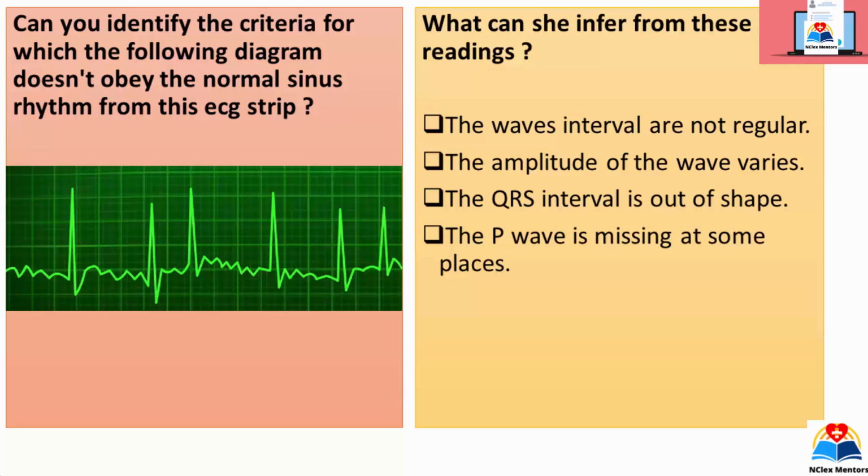Let us go to the second question. Can you identify the criteria that the following diagram doesn't obey for normal sinus rhythm from this ECG strip? The wave intervals are not regular. The amplitude of the wave varies. The QRS interval is out of shape. The P wave is missing at some places. Your time starts now.